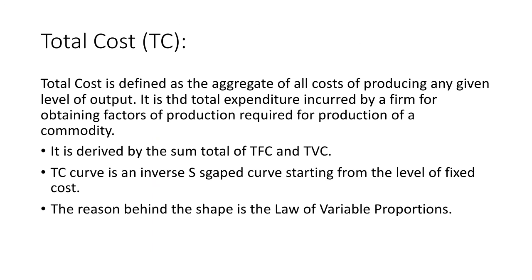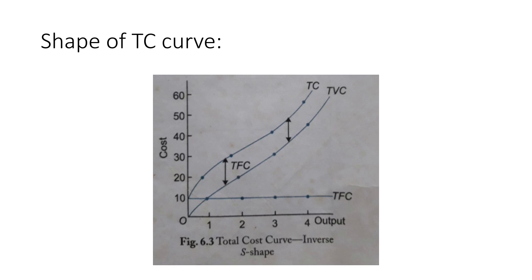The TC curve is an inverse S-shaped curve starting from the level of fixed cost. The reason behind the shape is the same as that behind the inverse S shape of the TVC curve, that is the law of variable proportions. You can see the shape of the TC curve from the diagram here, and the gap between this TC and TVC is TFC, because TC is the sum of TFC and TVC.